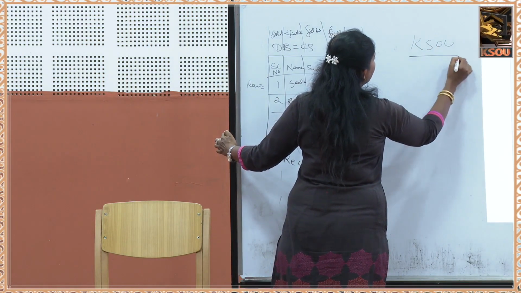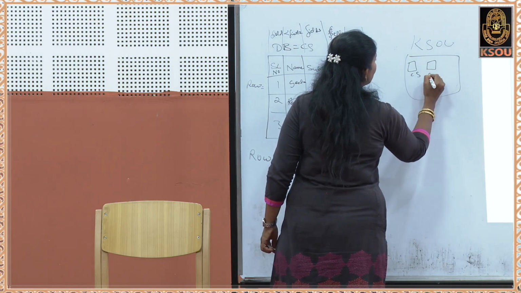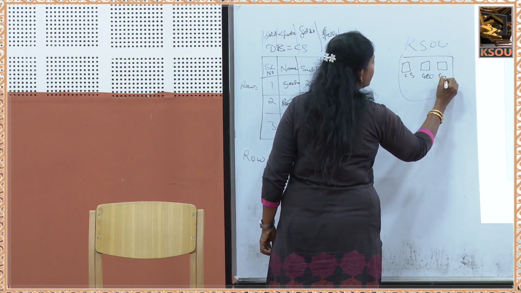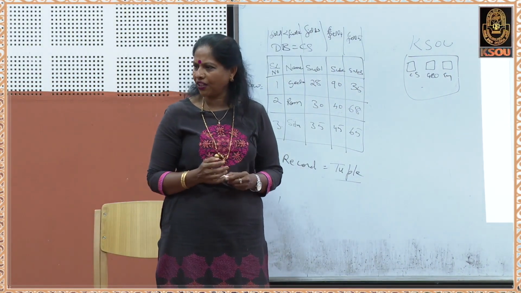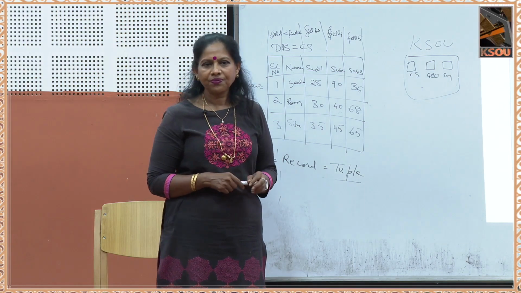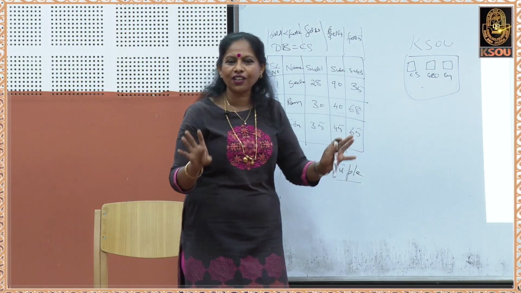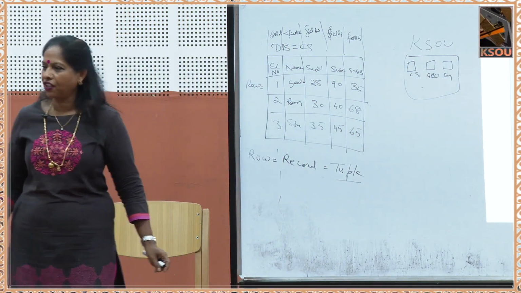In the KSOU database, you can have CS database, geography database, English database like that. Okay, any number of databases you can have. Got it? So database is a file. File is a collection of rows and columns. It is a collection of records. File is a collection of records, you can say.